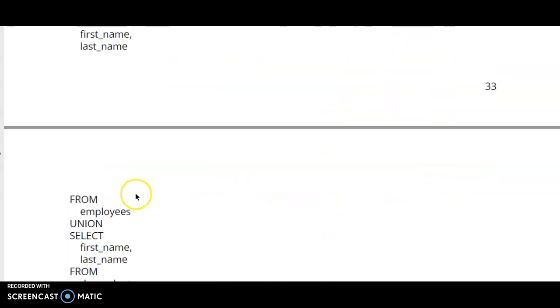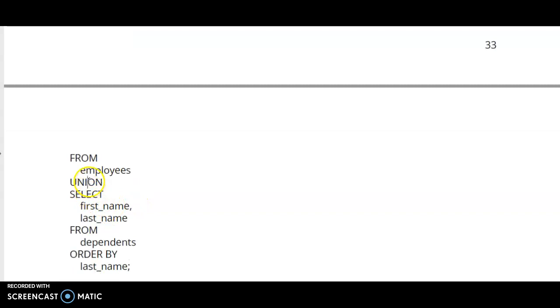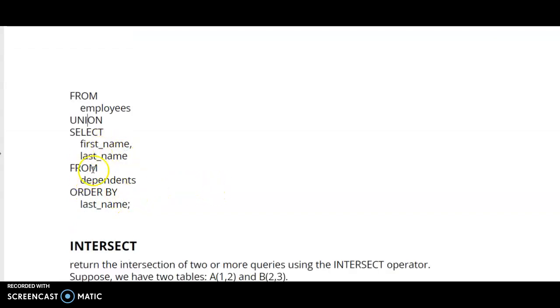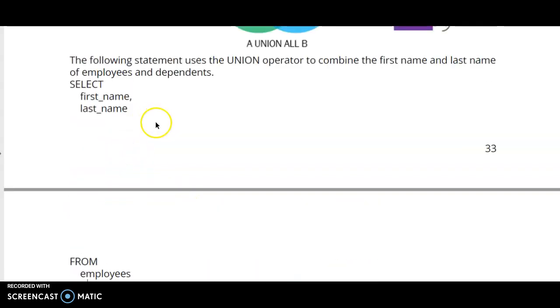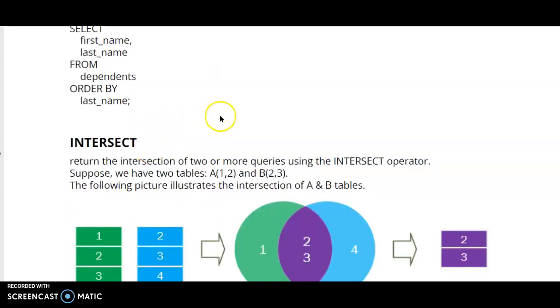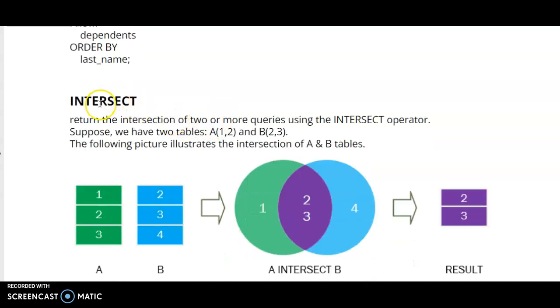Select first name, last name from employee union select first name, last name from dependents order by last name. Here is the union query example. We check for the next point, which is intersect.